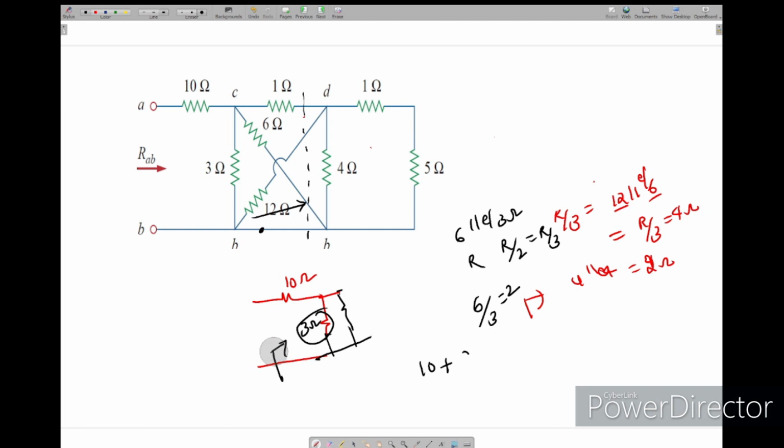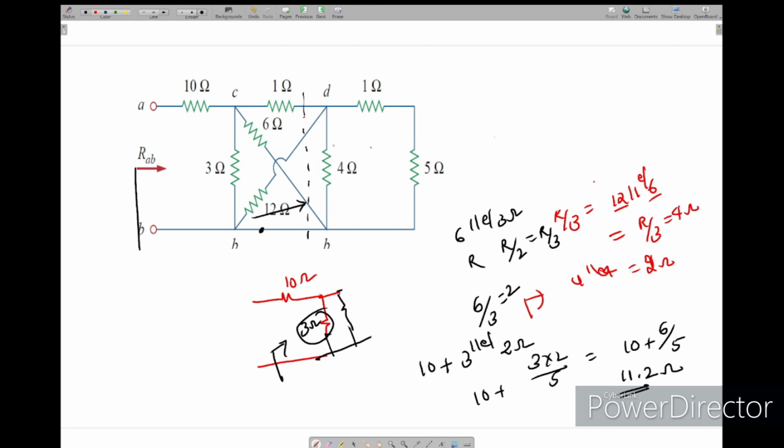So finally our answer will be 10 plus 3 parallel with 2 ohms. So 10 plus, this is what? 3 into 2 by 5. 10 plus 6 divided by 5. It will be 11.2 ohms. For this question the answer will be 11.2.